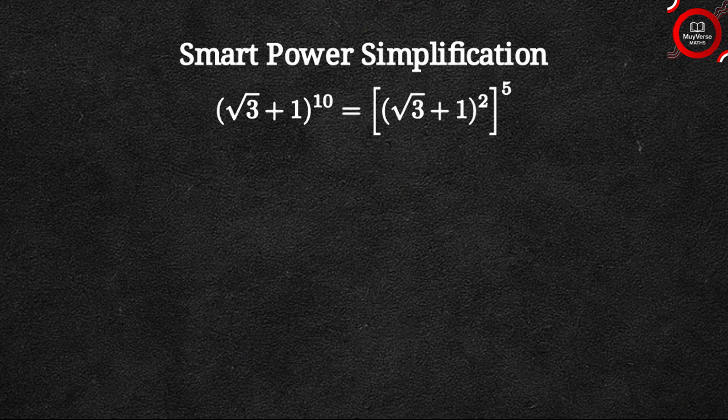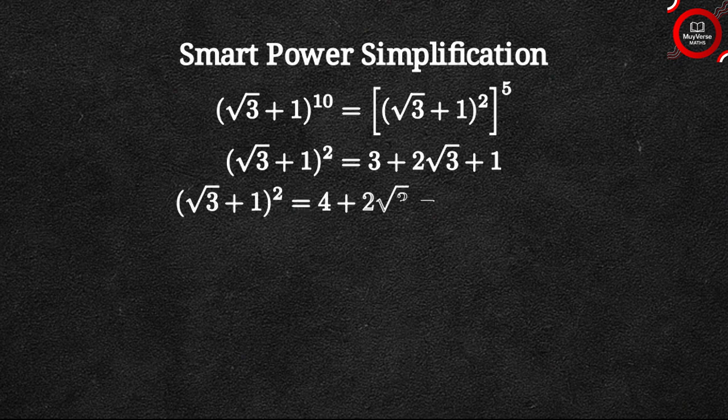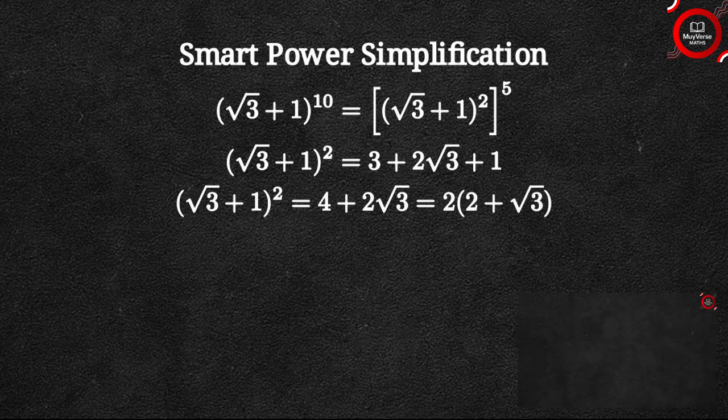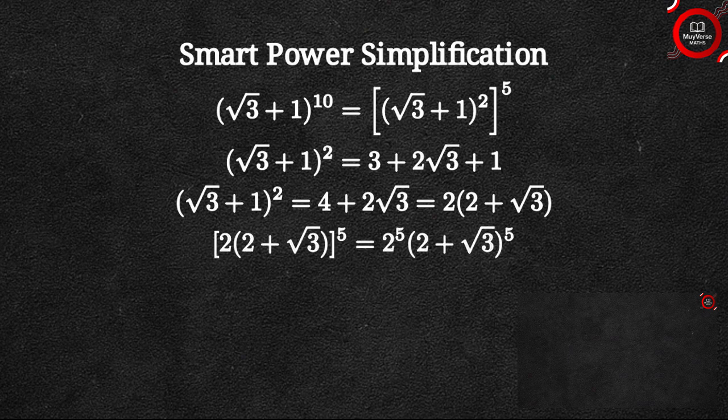Now compute the square inside. √3 squared is 3, plus 2 times √3 times 1, plus 1 squared. Combine the constants to simplify. That gives 4 + 2√3. We can factor out a 2. Step 2, apply the power to both factors. That gives 2^5 times (2 + √3)^5.